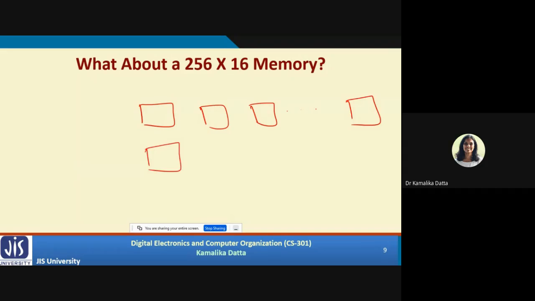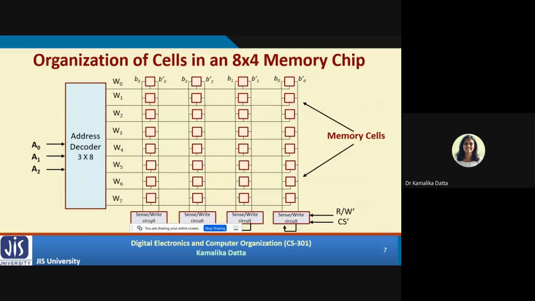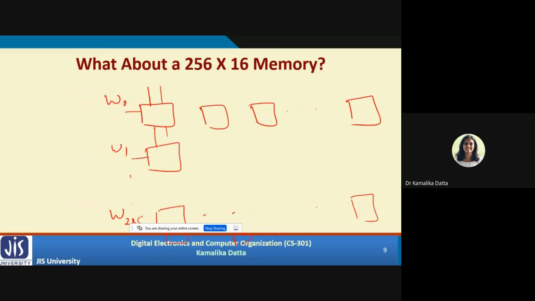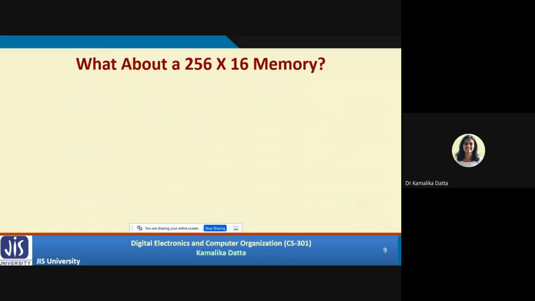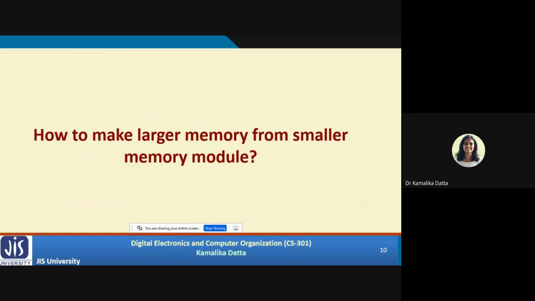Fine. And each will be connected to the word line W0, W1 up to W255. And there will be a sense/write circuit. There will be bit lines connected to each one of them, and so on and so forth. See this diagram, and you can draw it for this one. Clear? Let's move on.